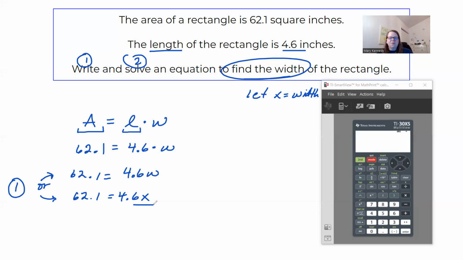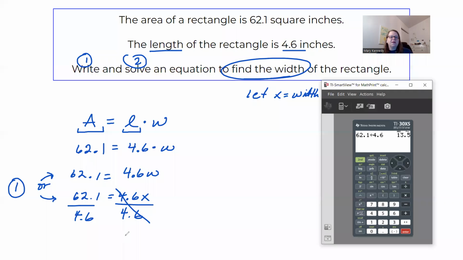And then to solve it, you would divide by 4.6, which is why I have a calculator here. Of course, you can do it without the calculator, but most of the time we're going to use the calculator at this point for this kind of calculation, because this problem is not testing, can you divide by a decimal? That's not what this is trying to figure out.